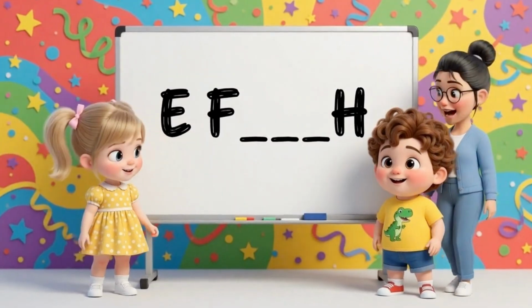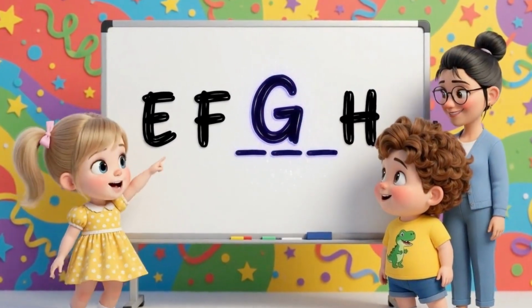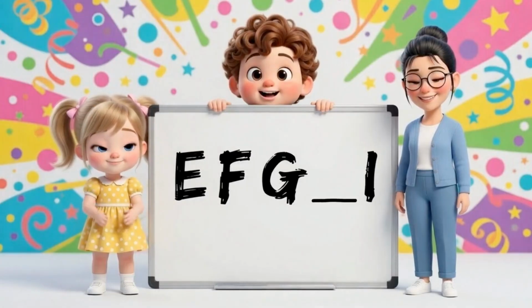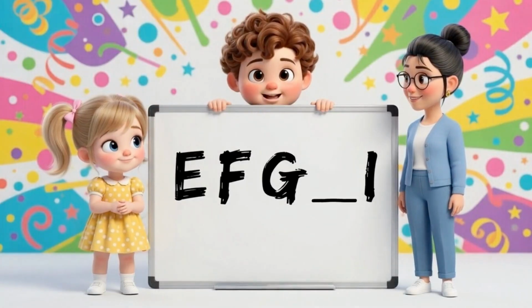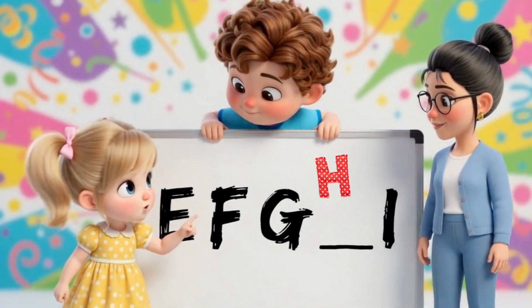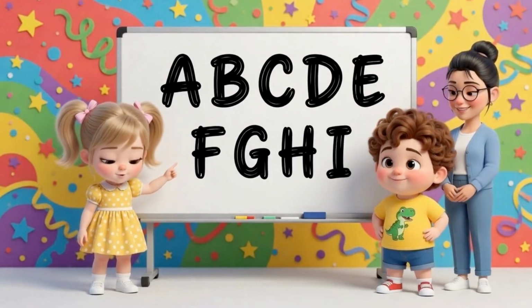Look at board now. We have E, F. What comes in between F and H? Oh, I know. Here comes alphabet G. E, F, G, and I. Oh, I know. It's E, F, G, H, and I. So the missing letter is alphabet H. Yes, H. You got it, Ethan. That's right. Great job. Let's revise.